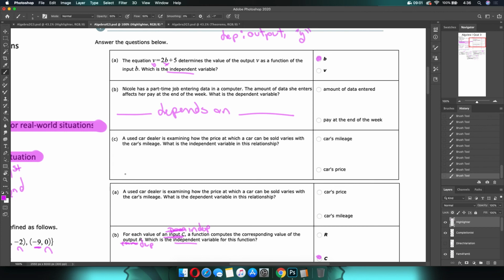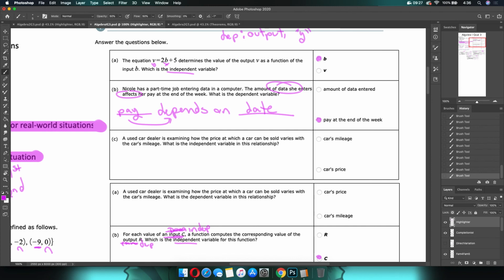So part-time job, the amount of data she enters affects her pay. So you have to ask yourself, does data depend on pay, or does pay depend on data? And in this case, pay depends on data. I find when it's written this way, since that's your dependent variable, you now automatically know which is which. It's asking for the dependent variable, so in this case, that's the pay.